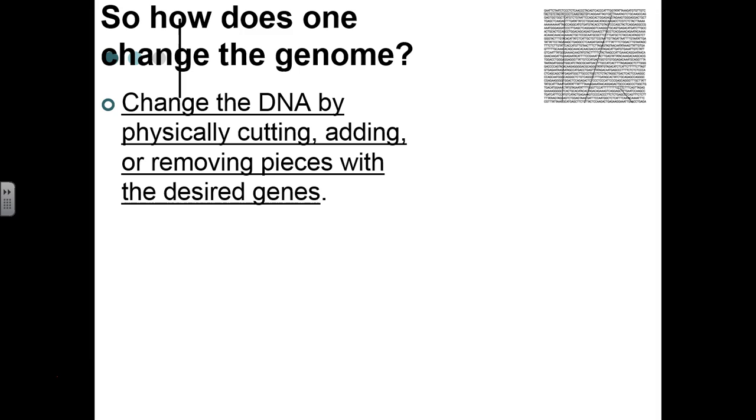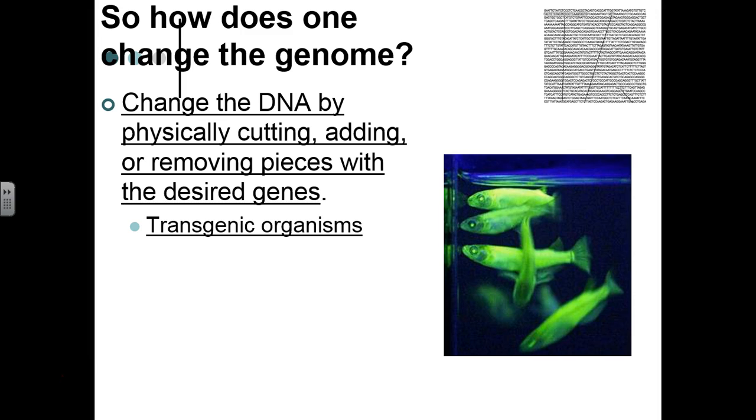So we can change DNA by actually cutting it, adding and removing pieces with desired genes. And so we can move genes from one organism to another, for the reason being that all organisms are made out of that same sequence of A's, T's, C's, and G's. But what happens is that we can actually take certain genes that we can use as indicators to know that it effectively works. For example, these are glowfish.